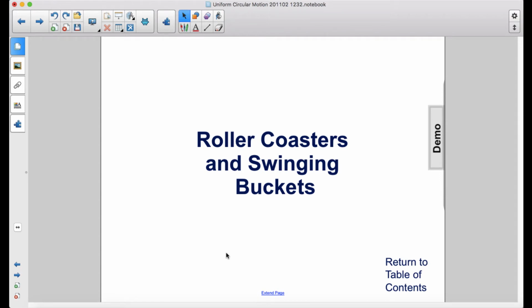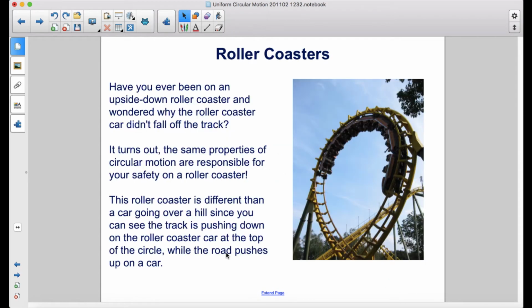Coasters and swinging buckets. Have you ever been on an upside-down roller coaster and wondered why the roller coaster car didn't fall off the track? It turns out the same properties of circular motion are responsible for your safety on a roller coaster.